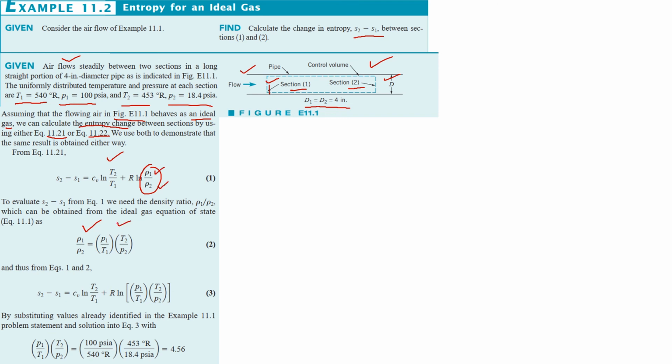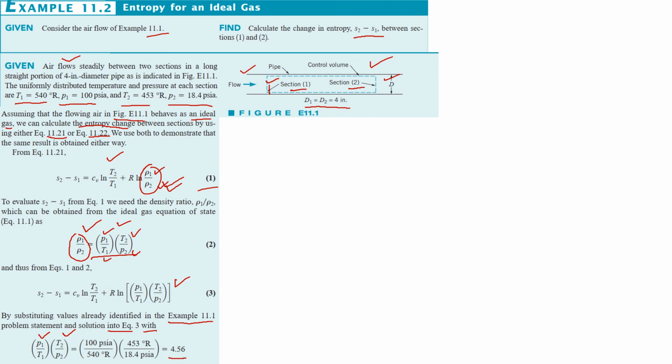So now we are going to put in the values of pressure and temperature that we had in example 11.1 and calculate this value right here. By doing so, we can replace this rho 1 over rho 2 and write it like this in equation 1. By substituting values already identified in example 11.1, problem statement and solutions, in equation 3, and solving with the given values of pressure and temperature, we get this value, 4.56.